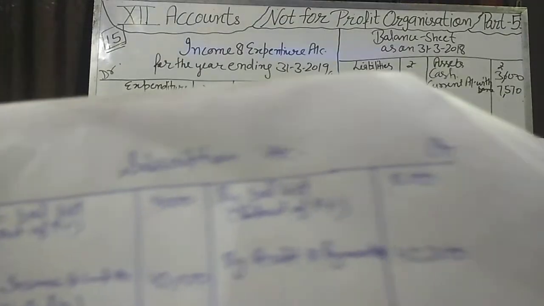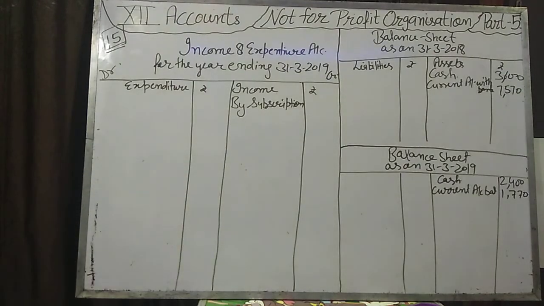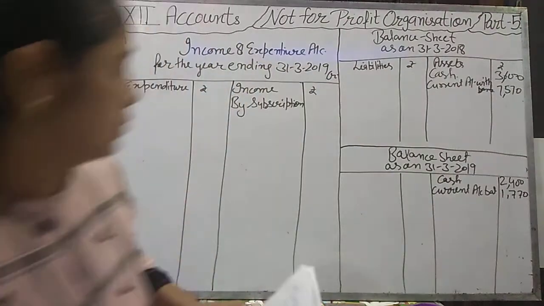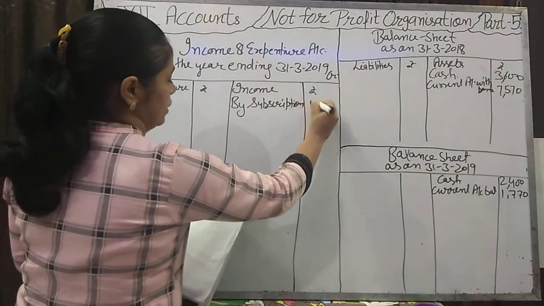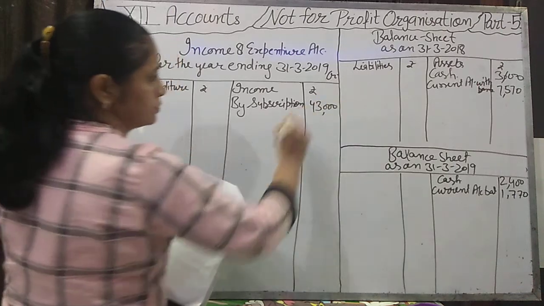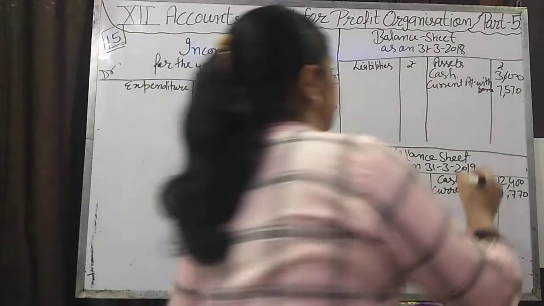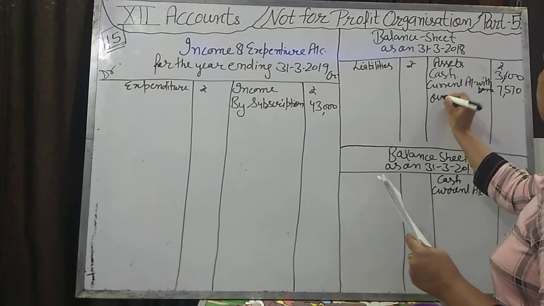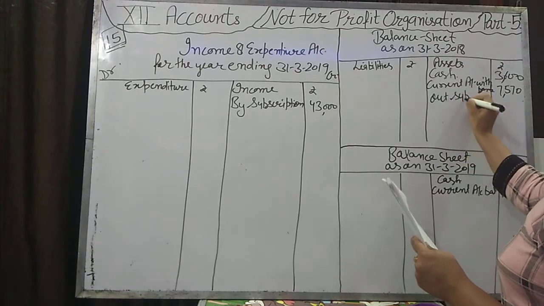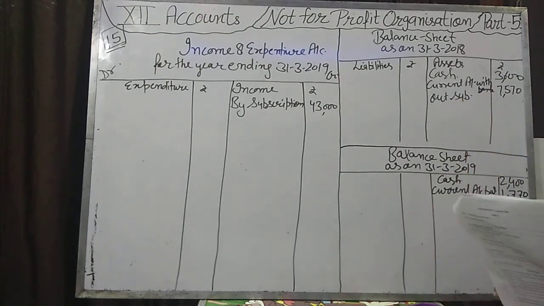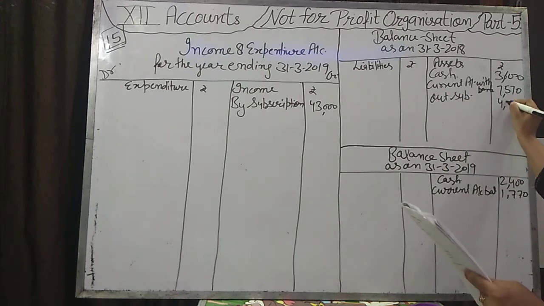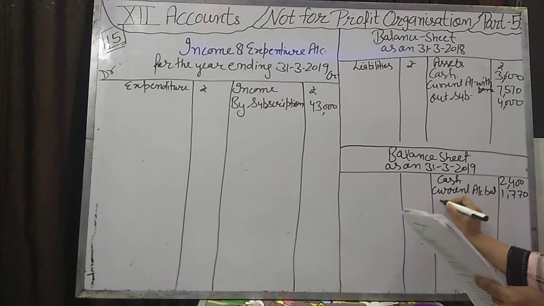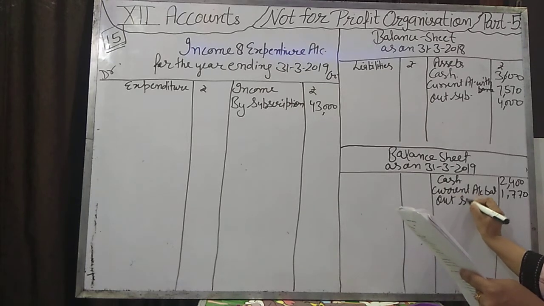Okay, now we will note down this amount in question. In the subscription income and expenditure account we will write the 43,000, and in the balance sheet we will write the outstanding subscription. In the previous year balance sheet, we will write the previous year outstanding subscription, that is 4,000.